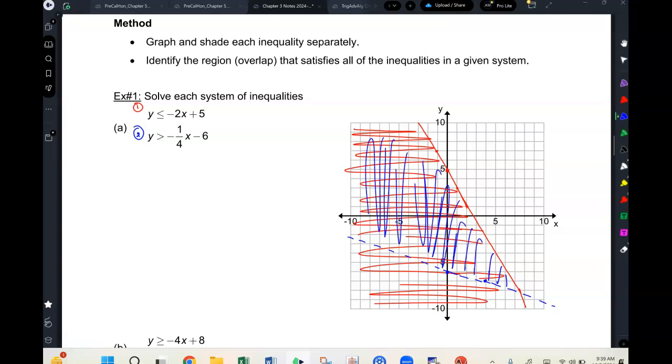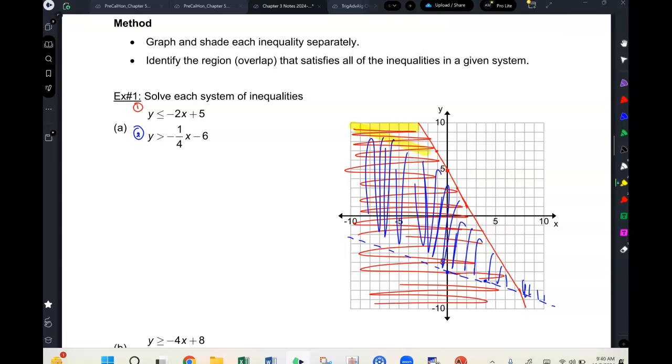And so you see, when you shade above, there is a region right here where the two shadings overlap. That region is your solution to this problem. Can you erase the bottom half of the shading? So the solution is this region here.